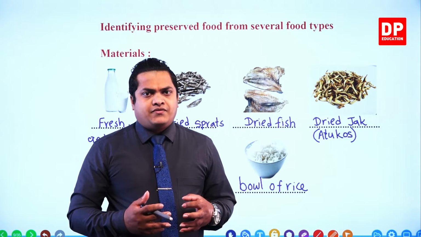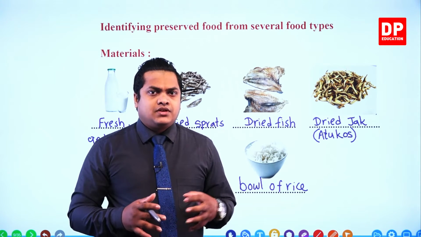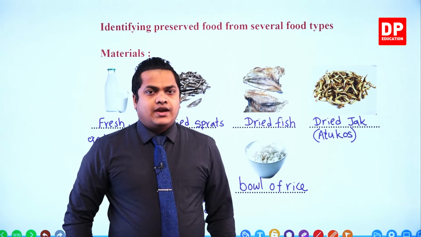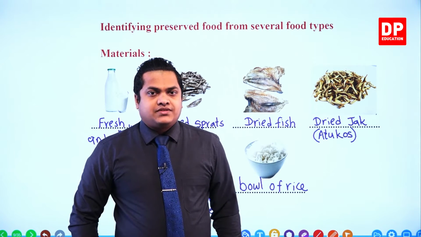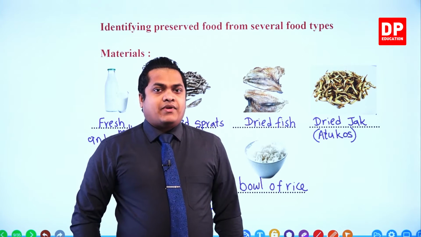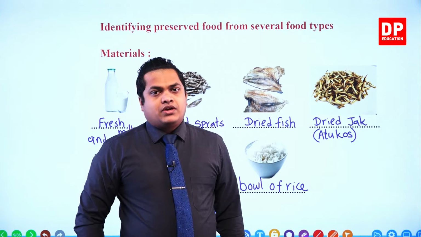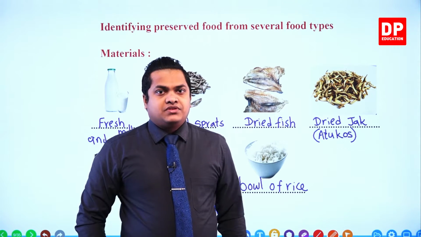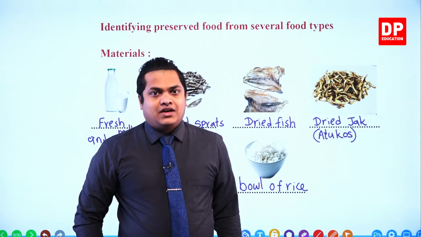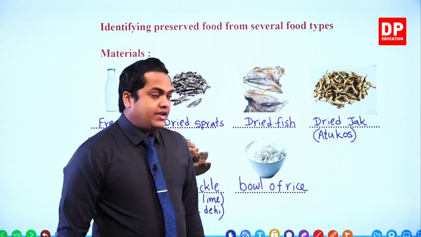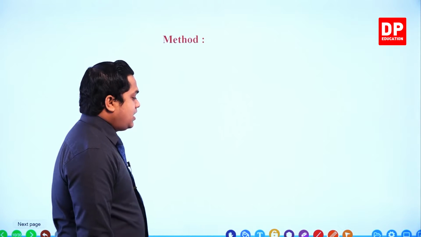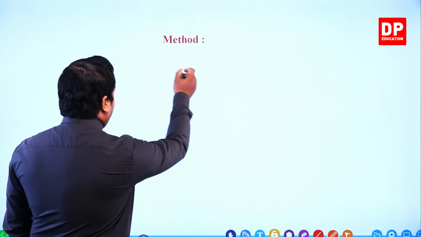After keeping them for a few hours or days, you have to observe their appearance, texture, odor, and other physical and internal and external properties. By looking at those properties, you can come to a conclusion: which food items have been preserved and which have not. So we'll go with the method then. We'll write down the method for how to conduct the activity. It's really simple. What do you have to do, my dear children?